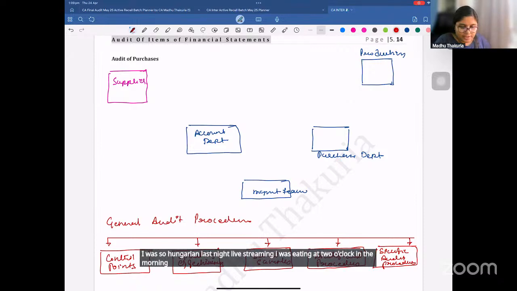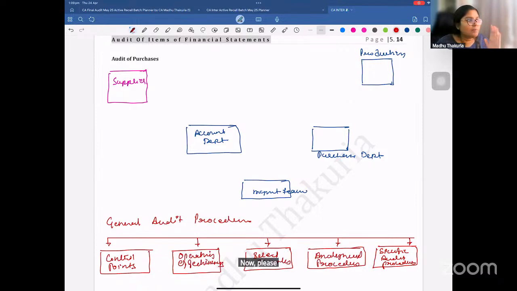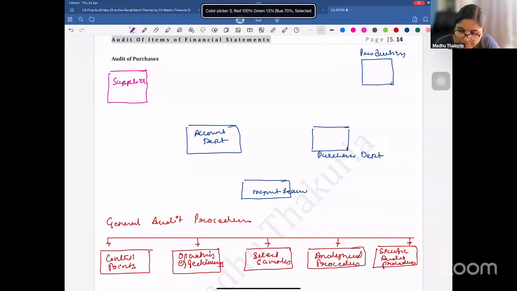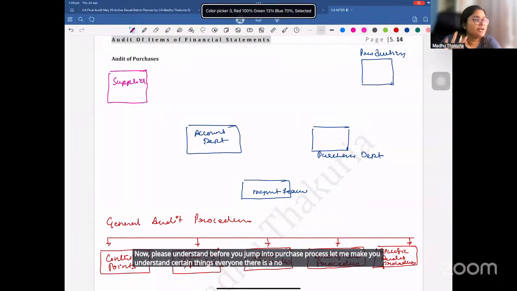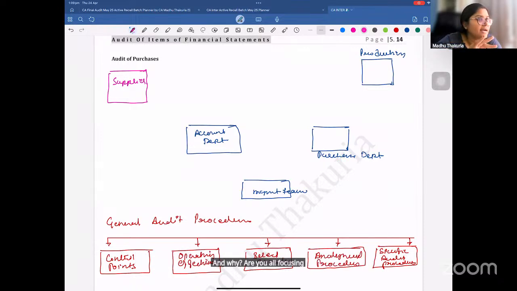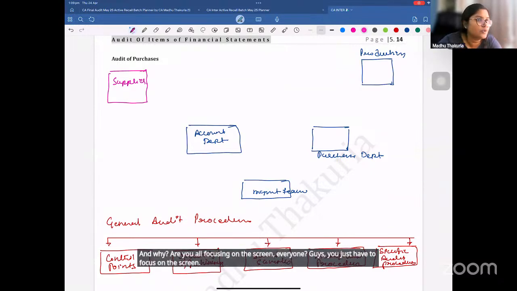Chalo. Now, please understand, before you jump into the purchase process, let me make you understand certain things, everyone. There are so many permutation combinations available. We will take a simple example so that you understand what document is generated by who and why. Are you all focusing on the screen, everyone? Guys, you just have to focus on the screen. I don't want any answers from you. I will explain what I have to explain. I just want you to focus on the screen.